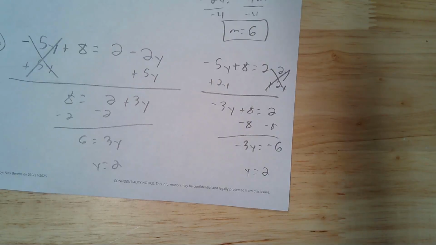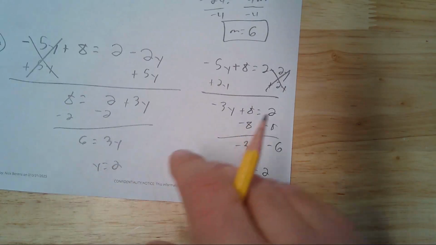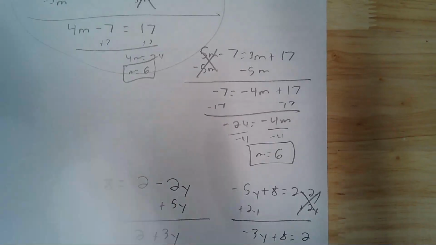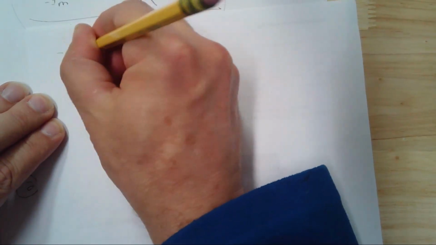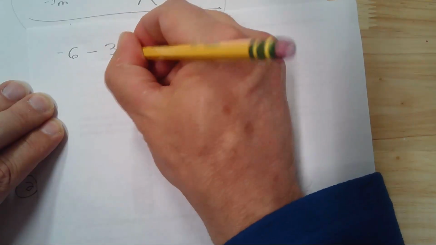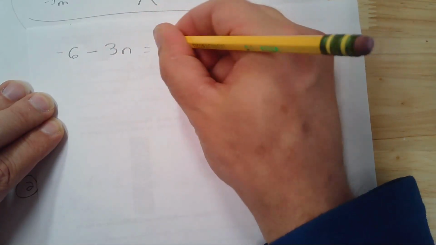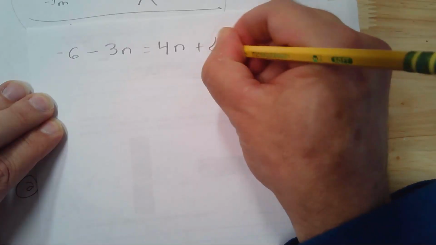So, one more of these types here. Try this one here: negative 6 minus 3n equals 4n plus 8.